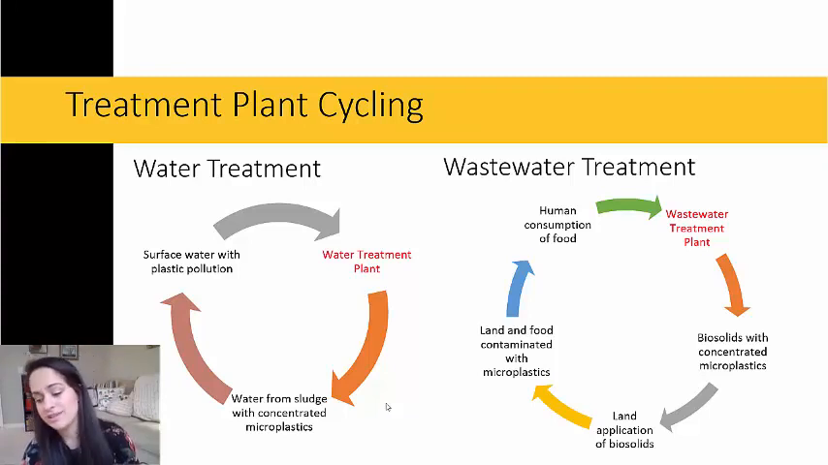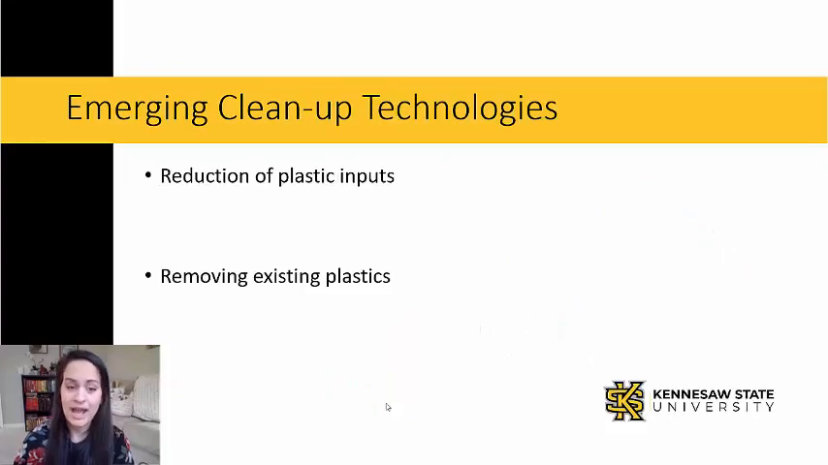For wastewater, we separate the sludge from the wastewater that gets treated and sent to a surface water. That sludge is now biosolids after it's treated. Those have a large concentration. We might land apply it, contaminating our food and our soil. We consume that and it might end up back at the wastewater treatment plant as well. So we have to really look at these technologies. So there are thankfully emerging technologies that can remove them from this cycle.